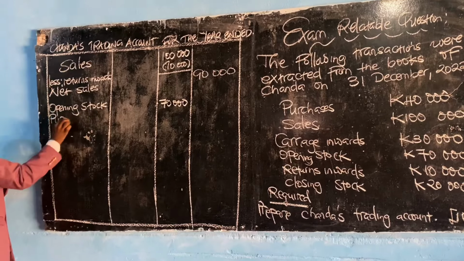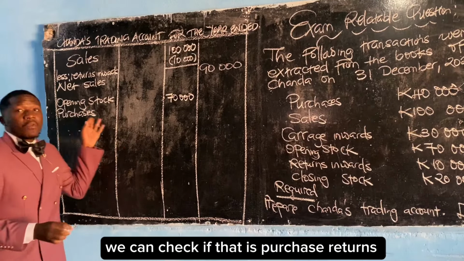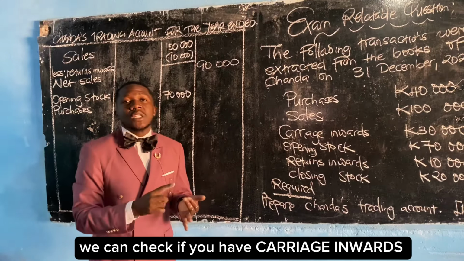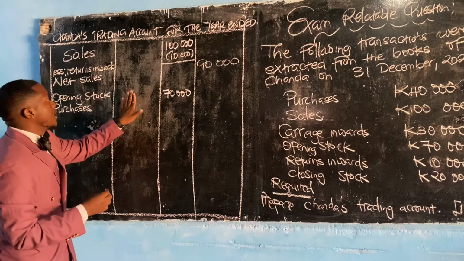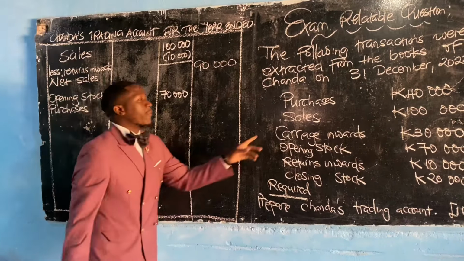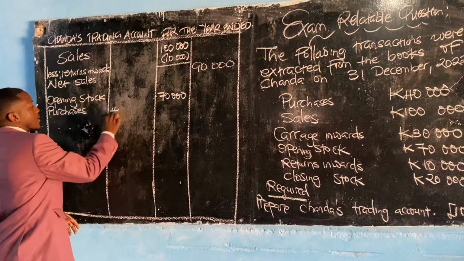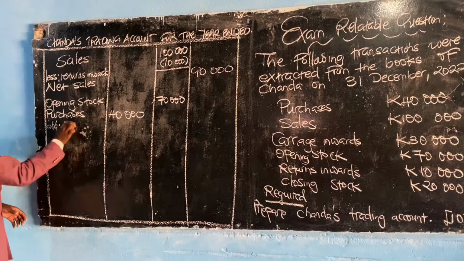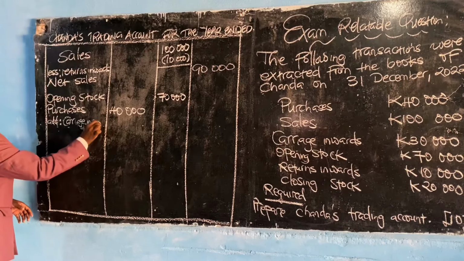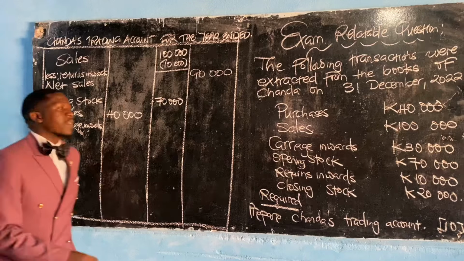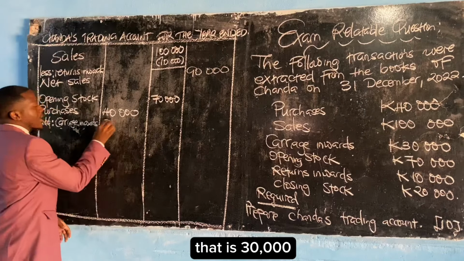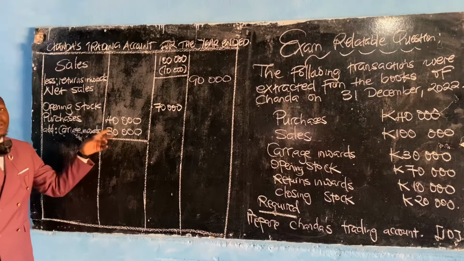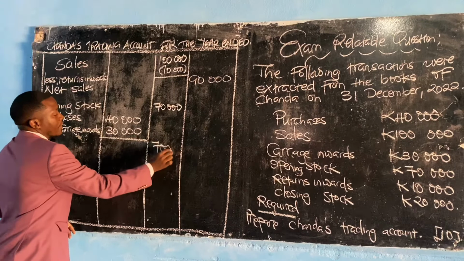And when we have purchases, we can check if we have purchases returns. And if we don't have, we can check if we have carriage inwards. So if we have carriage inwards, we need to put it in the second column. So we have purchases and it is 40,000. So we say 40,000. Then I'm going to say add carriage inwards. So we check for the value. Carriage inwards is 30,000. And when we add this, we're going to say 40 plus 30 is going to give us 70,000.